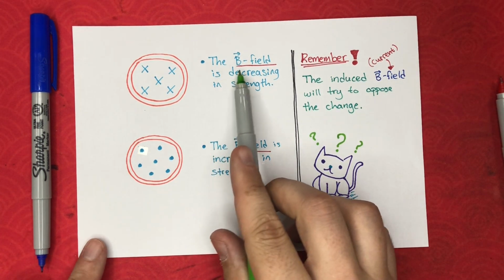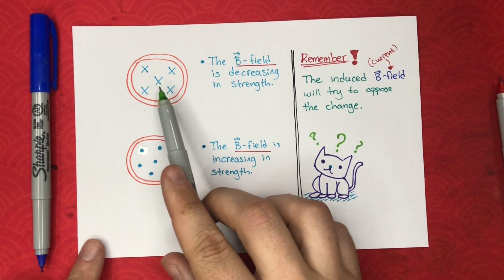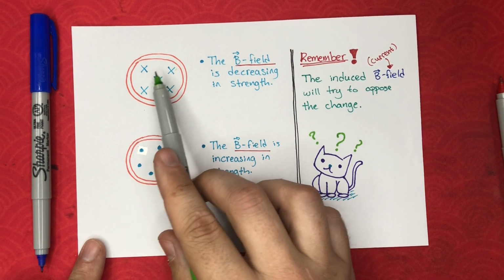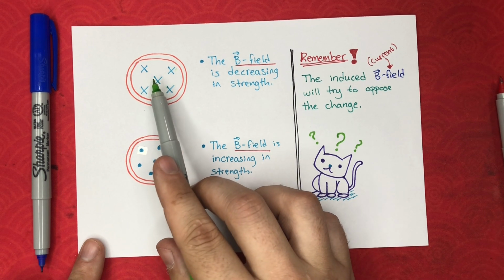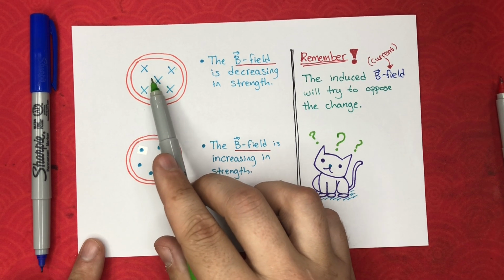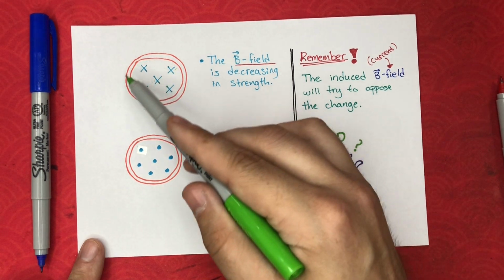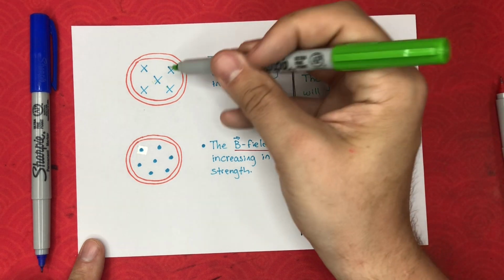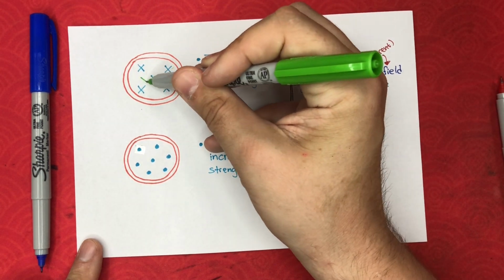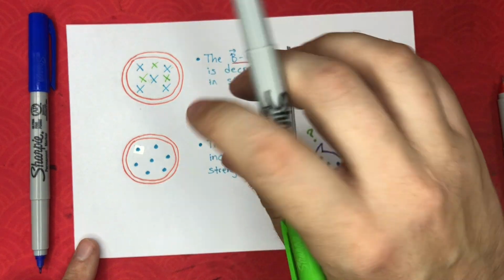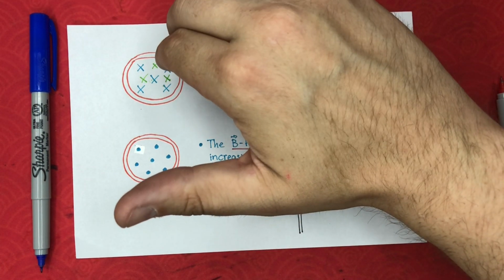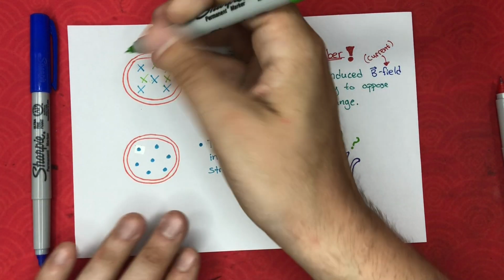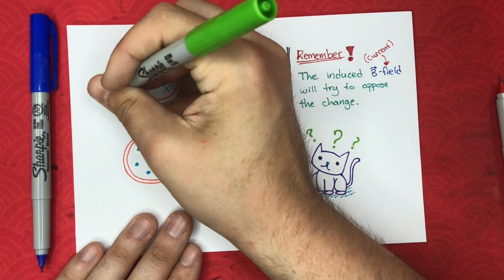In this example here, the B field is decreasing in strength. So what does that mean? It means that there's fewer and fewer of these magnetic field lines going through this circle of wire. So if the B field is decreasing in strength, this current that is induced in the wire will want to increase the strength of the magnetic field. So it's going to try and put more into the page. Well, in order for the magnetic field to go into the page, your fingers point in the direction of the magnetic field, and your thumb is going to point in the direction of the induced current. So this is going to create a current that goes in the clockwise direction.